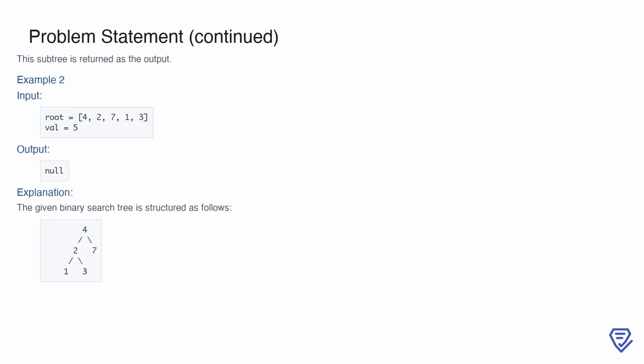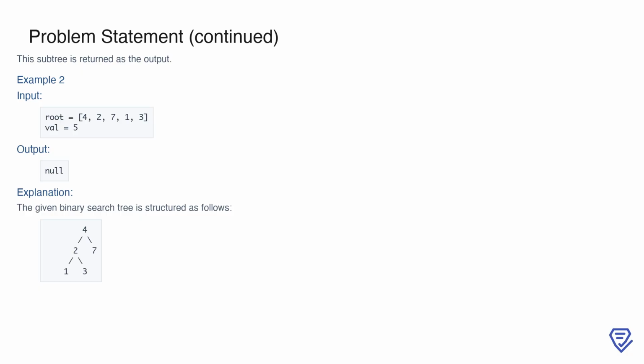Now consider another example where the input BST is the same, 4, 2, 7, 1, 3, but the target value val is 5. The structure of the tree remains unchanged, with 4 as the root, 2 and 7 as its left and right children, and so on. However, in this case, the value 5 does not exist anywhere in the tree. As a result, the output for this example is null, since no matching node with the value 5 can be found.